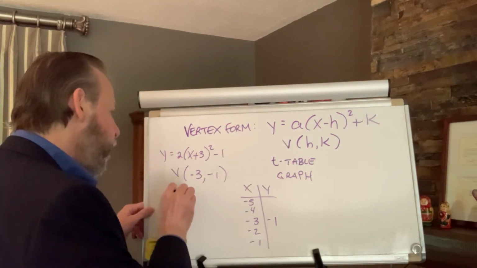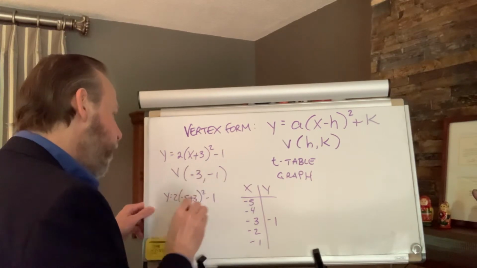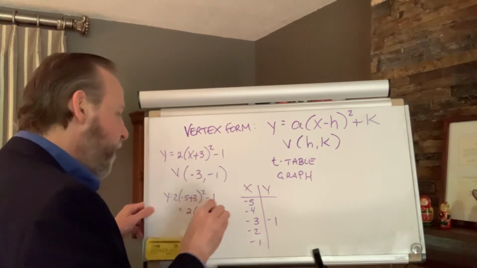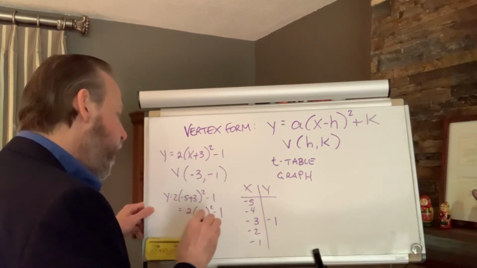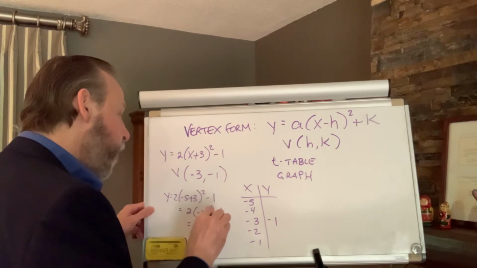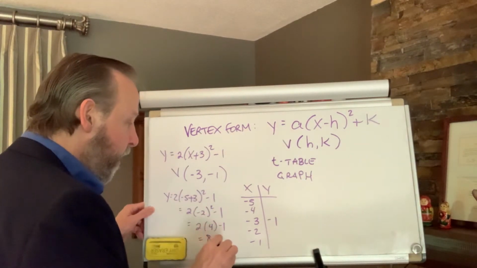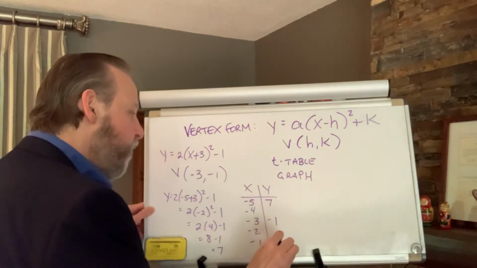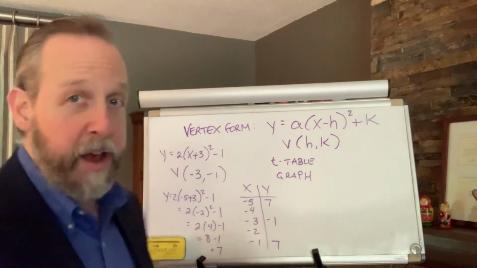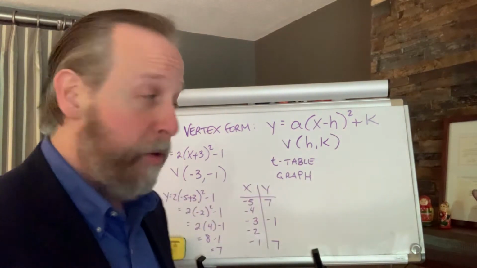So y equals 2 (negative 5 plus 3) squared minus 1. Negative 5 plus 3 is negative 2, squared, minus 1. Negative 2 squared is 4. 2 times 4 is 8. 8 minus 1 is 7. So that would be a 7. And so would the other symmetric value. So if 2 below was a 7, 2 above will be a 7 also.